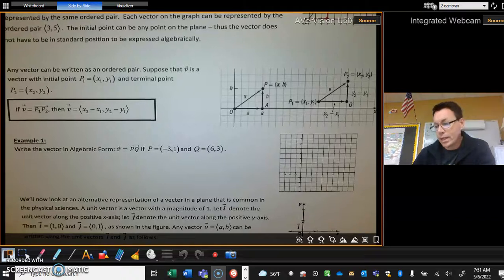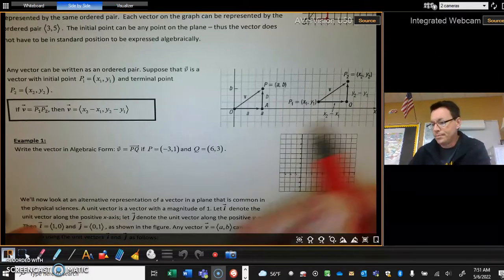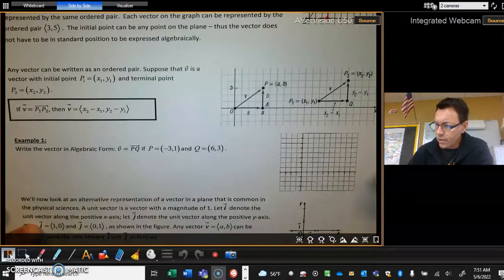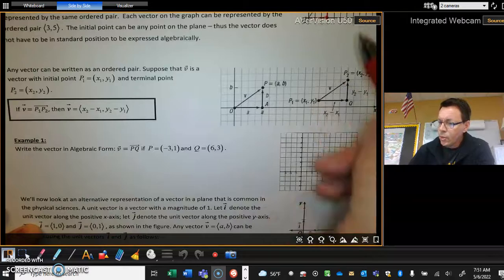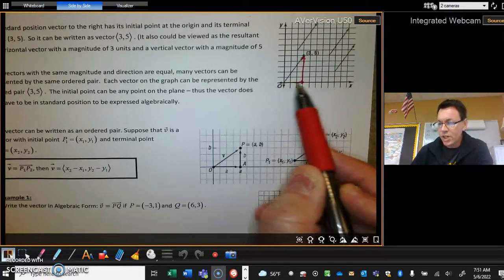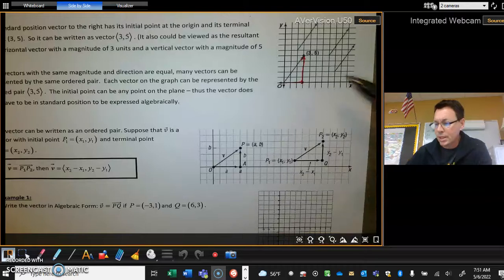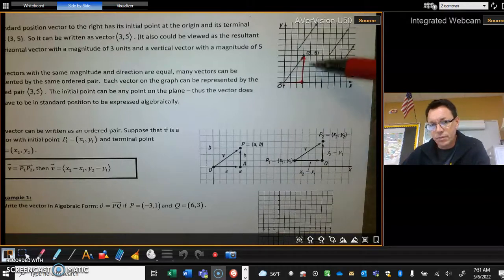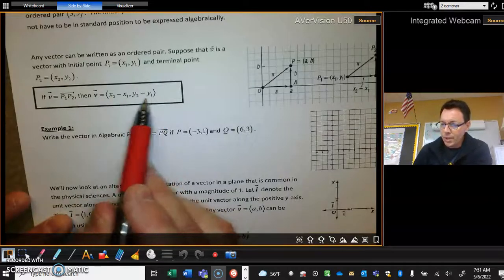Okay, so if we're talking about these geometrically, we need a formula that'll find the vector for us. Well, that's what this is. So this little formula, what do we need? We need to know how our vector is moving horizontally. So what's the change in our horizontal movement? And then what's the change in the vertical? Well, that's what this formula is.